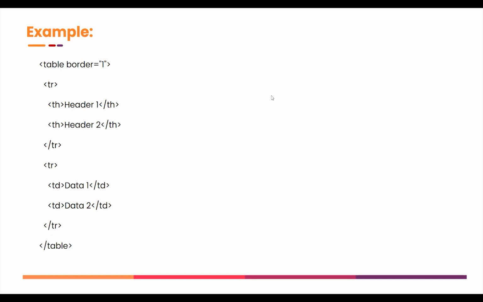Then we are using the table row, TR, that's the row of the table, and the TH to define the various columns. So this table is going to have two columns, header one and header two. Then we create another row, and we put the data inside. That is TD. So you see a difference between TH and TD. And then we close the row and close the table.